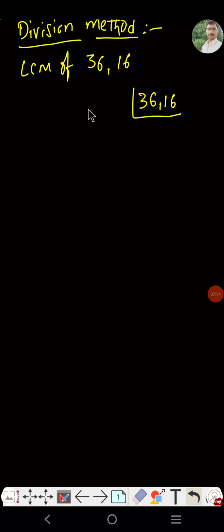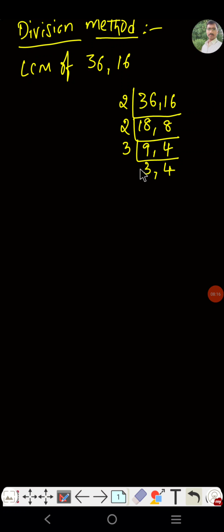First take the least prime number, that means 2. 2 eighteens are 36, 2 eights are 16. Next again 2. 2 nines are 18, 2 fours are 8. Now take 3 here. 3 threes are 9. But 4 is not divisible by 3. So that's why 4 is written down like that only. Now 3 again. 3 ones are 3, 4 is not divisible. Write down like that only.